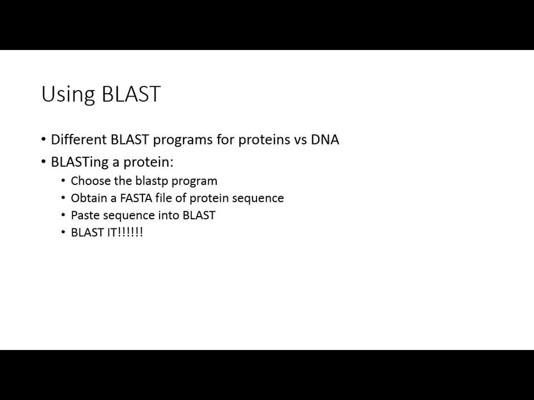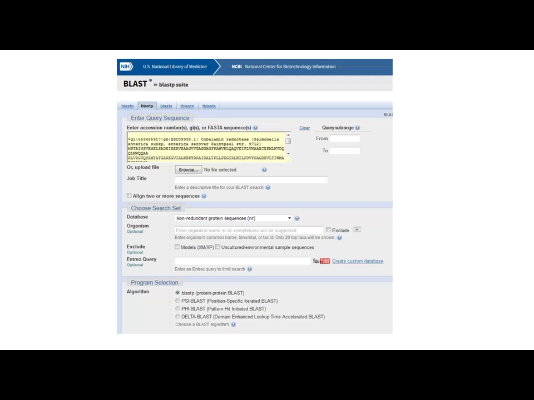So blasting a protein, you open the BLAST-P program, BLAST-P for protein, and you obtain something called a FASTA file online. It's a specific formatting where it's got a little header and then the amino acid sequence, and then you paste that right into BLAST, and then you just click BLAST. It's brilliant.